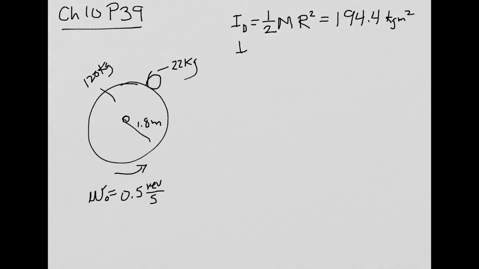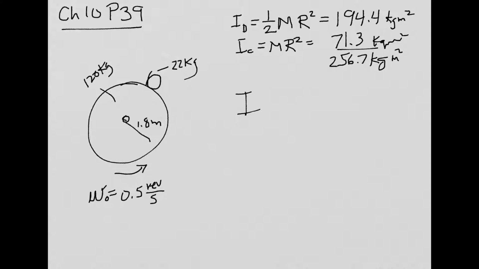We also have to add the I of the child, which is considered a point mass. It's just a mass at a point on this merry-go-round. So that's just mr squared, which is 22 times 1.8 squared, which is 71.3 kilograms meters squared. And if I add that, I get 256.7 for a total. Moments of inertia add. So when the child's on the merry-go-round, his inertia and the inertia of the disk are simply added together.